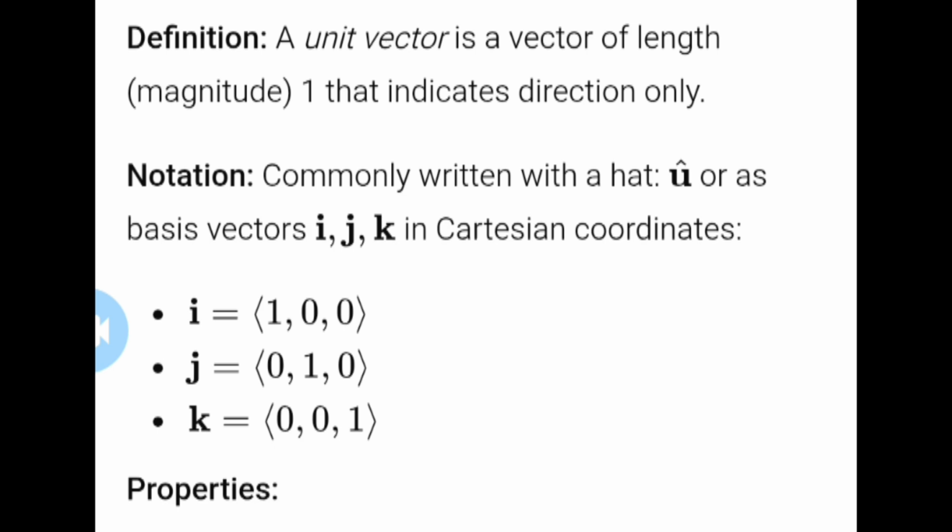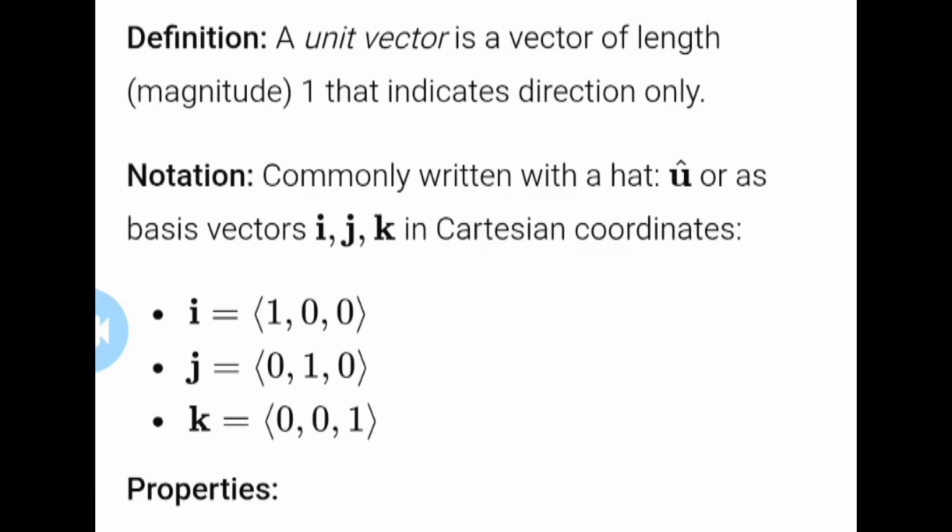The definition: a unit vector is a vector of magnitude 1 that indicates direction only. So a unit vector involves only the direction. Now here's the catch: when the direction is mentioned with magnitude 1, what we are assuming is the magnitude remains 1, and the direction is the part that remains to be discussed later on.